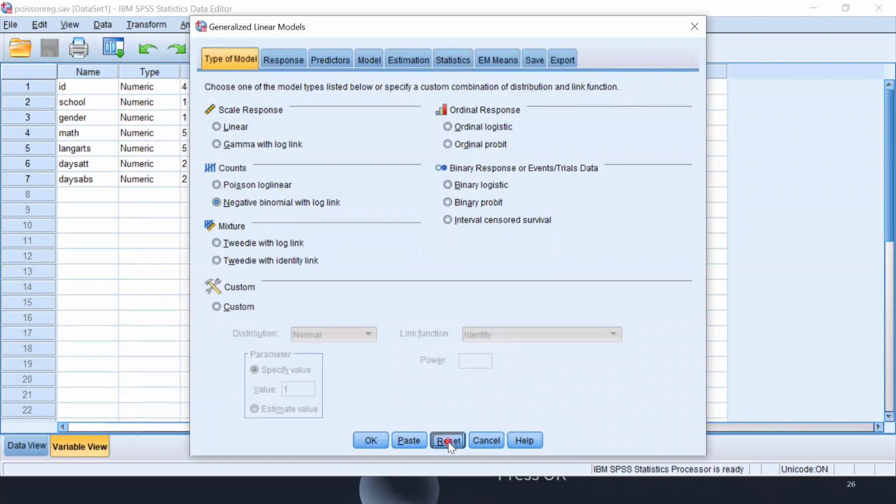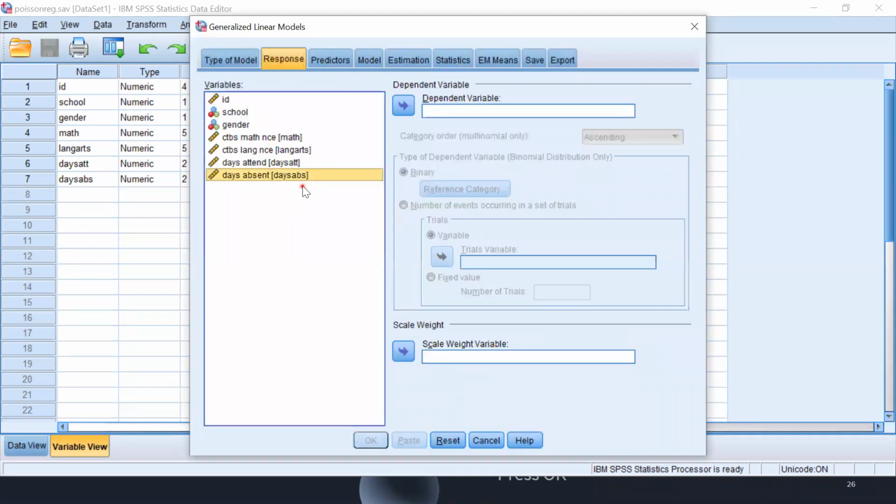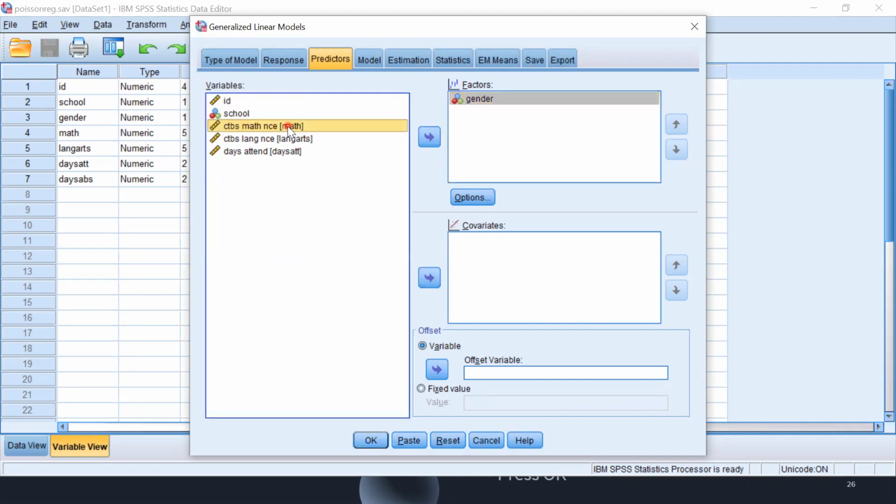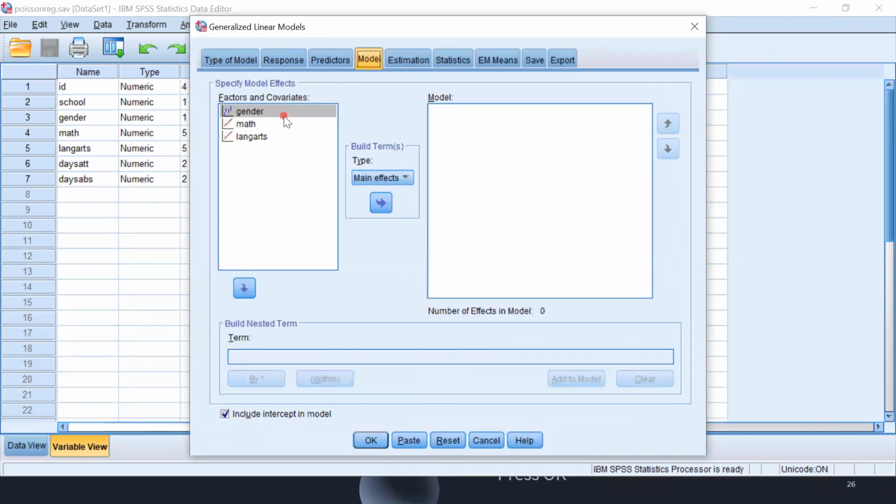Okay, let me reset. We are going to use negative binomial with the log link because we are at this moment correcting the issue of the Poisson regression. Response variable is again our days absent. Our categorical variable will go to the factor box. Our continuous independent variables will go to the covariate box. In the model, we will take all the variables in the model and we are going to use the main effect at this moment.